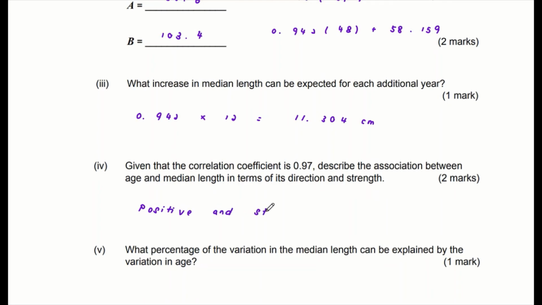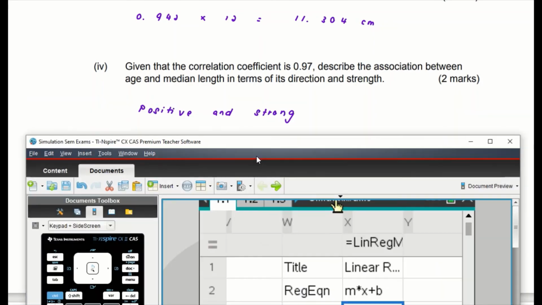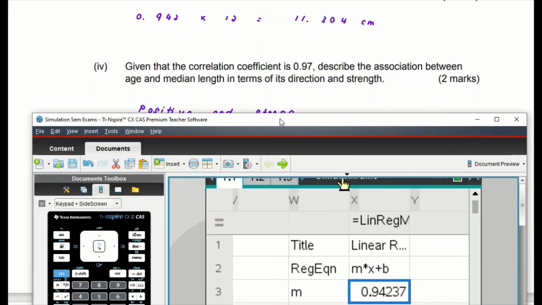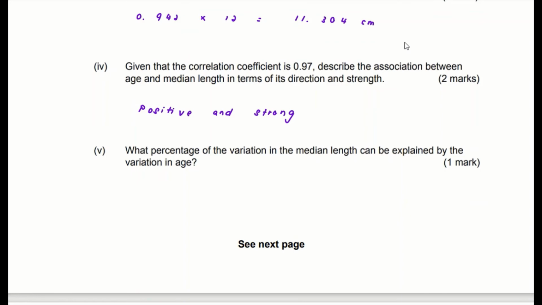Alright, okay, so now we move on to part 5. What percentage of the variation in the median length can be explained by the variation in the age? As long as you see the word variation, you know that it is going to be related to the coefficient of determination. So you can look at the bivariate data analysis from your calculator just now. From there, you find your R-square, which is the coefficient of determination. So R-square is 0.9397. When we round it off or change it to a percentage, maybe you can write it out first.